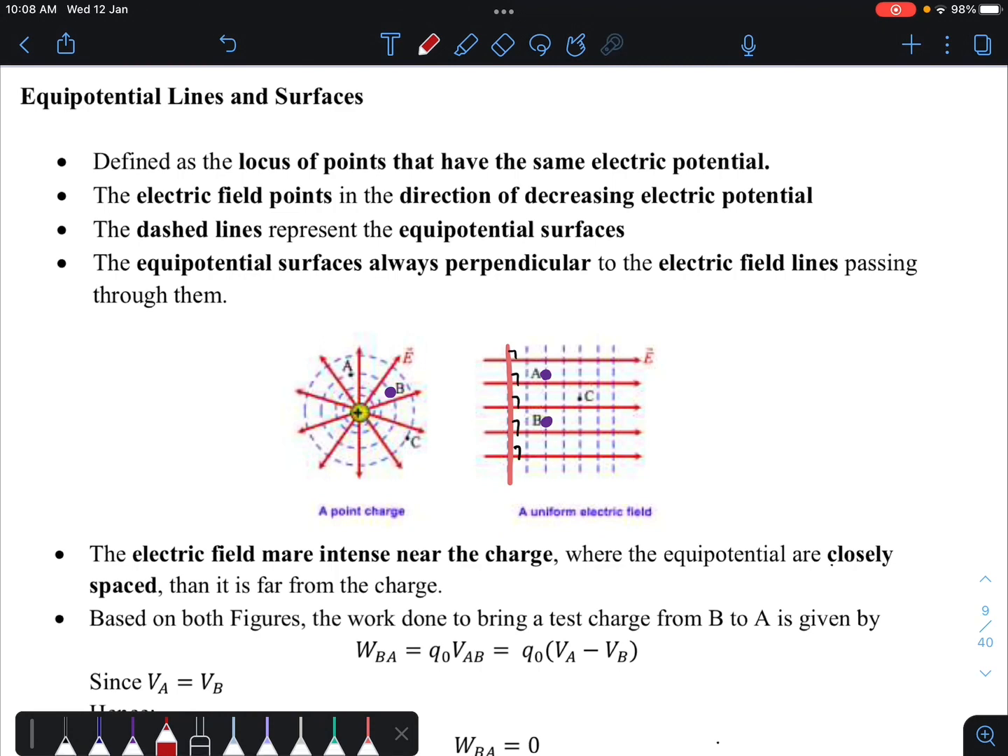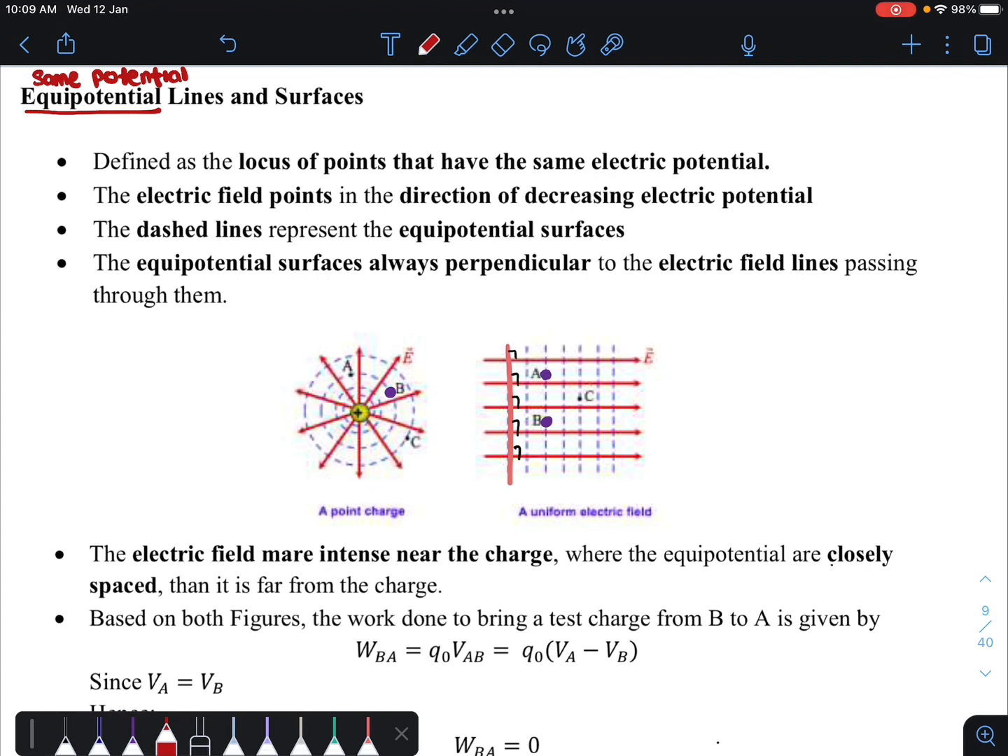So, let us now look at equipotential lines and surface. Okay, apa maksud equipotential dekat sini? Alright, by the word equipotential, dia membawa maksud kata same potential, equal potential, sama potential. Okay, itu maksud equipotential.